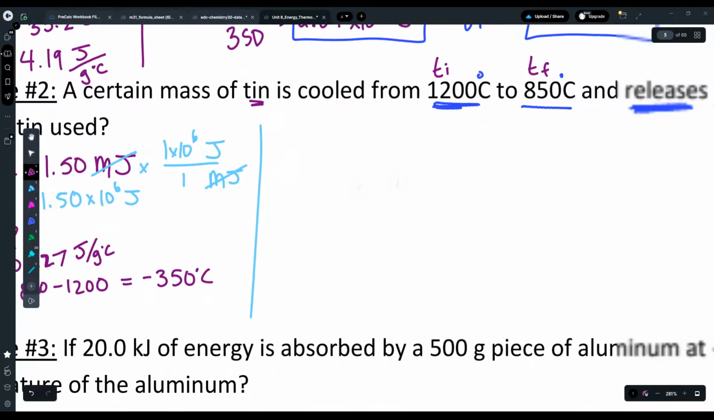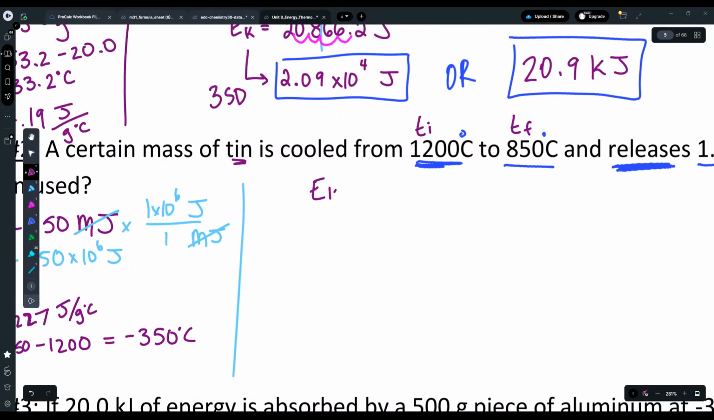All right, let's start off with our formula. So EK is equal to MC delta T. Remember, we're talking about the kinetic energy of tin. We're going to be finding the mass of tin, the specific heat capacity belongs to tin, and the temperature change also belongs to tin. So what I'm saying is remember that every one of these variables deals with the exact same substance here.